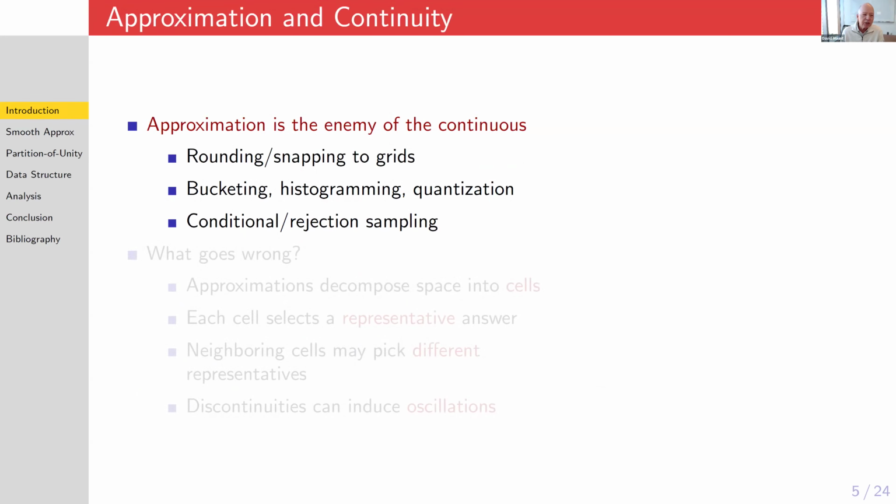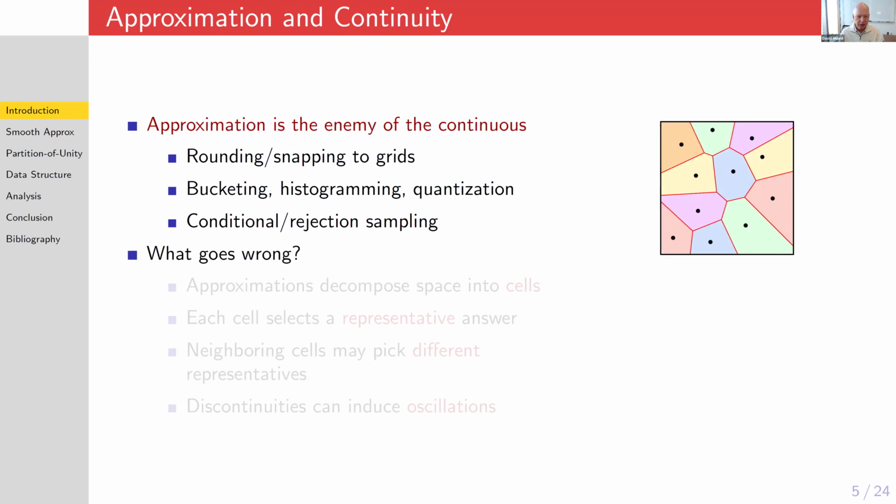So the issue that I mentioned before is that approximation is the enemy of the continuous. Approximation relies on rounding, snapping, bucketing, histogramming, anything which is sort of conditional, like it depends upon distances and things like that. All of these things are problematic when things move because the decisions that you're making are going to change.